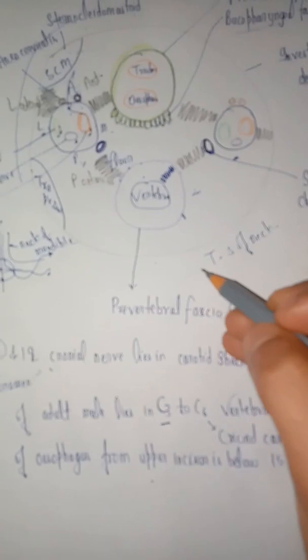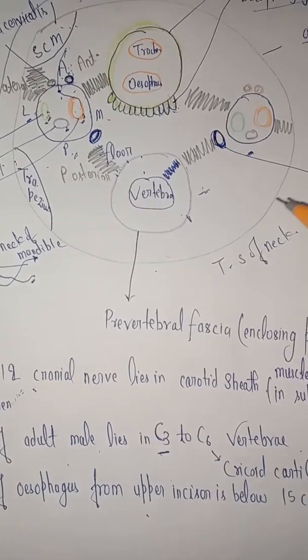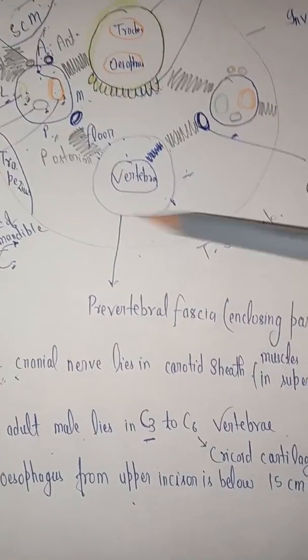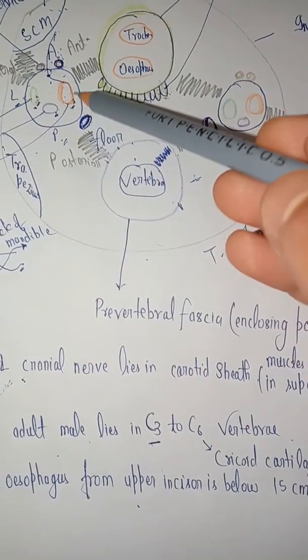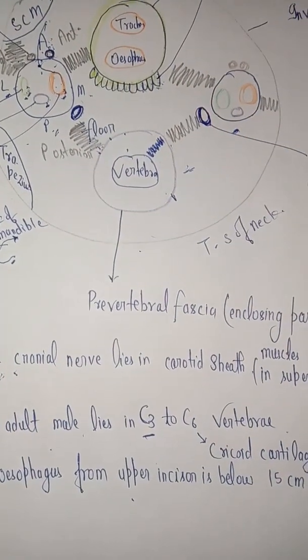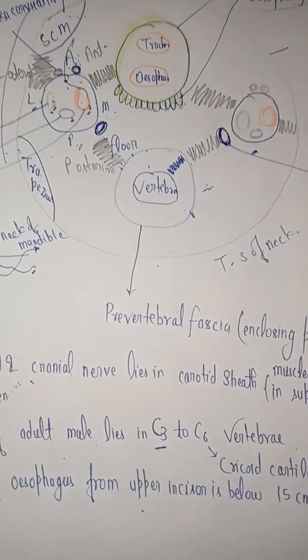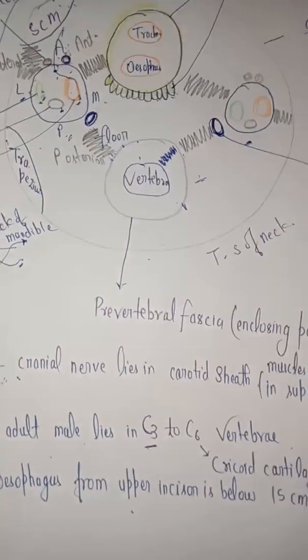I wish that you people draw this simple diagram to clear all these things with the neurovascular bundle and the muscles with the fascia, that is, the deep cervical fascia.